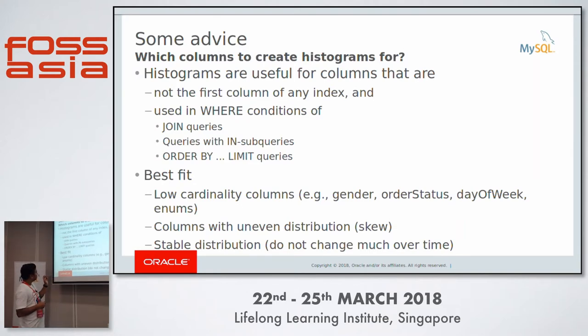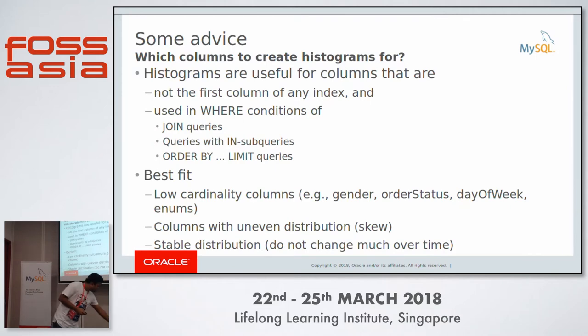The best fit for this is when you have low cardinality, something like gender, order status, day of week, and when you don't have a uniform distribution of data, when the data distribution is very heavily skewed. But the only problem is if your data is changing too much, then you'll have to keep updating your histograms a lot. But if you think it might not change over a period of time, then this is one of the best solutions you can go for in 8.0 for your query performance.